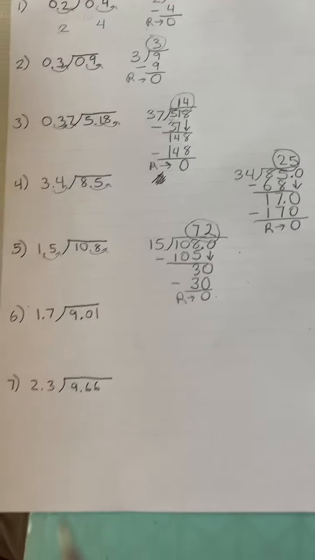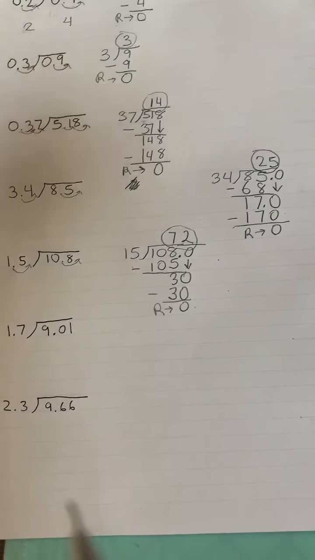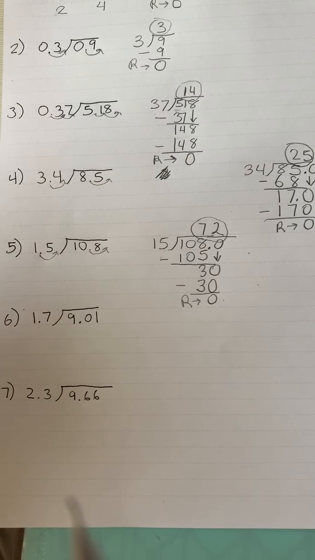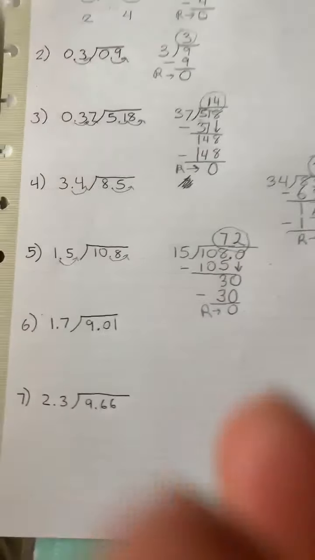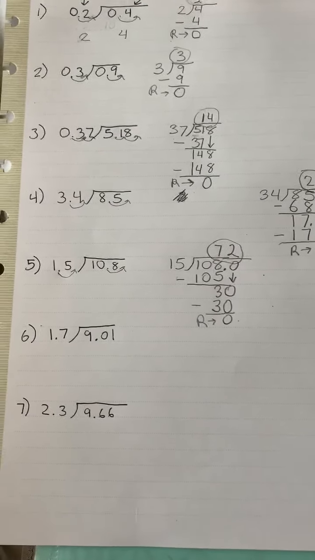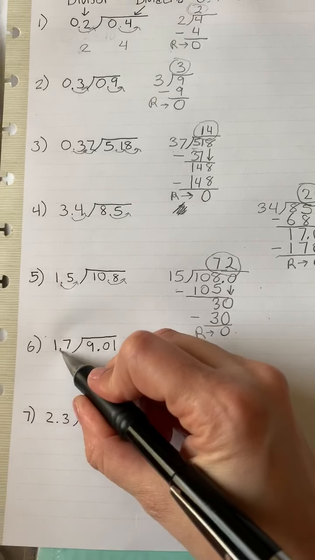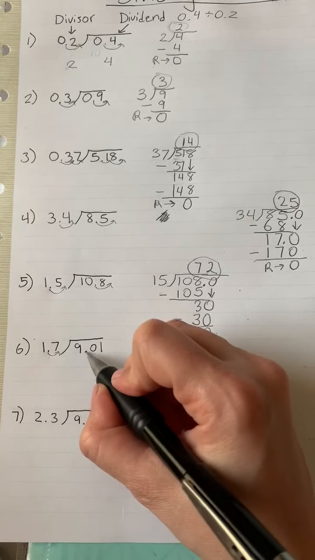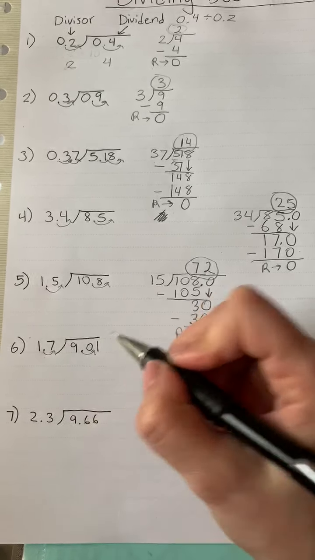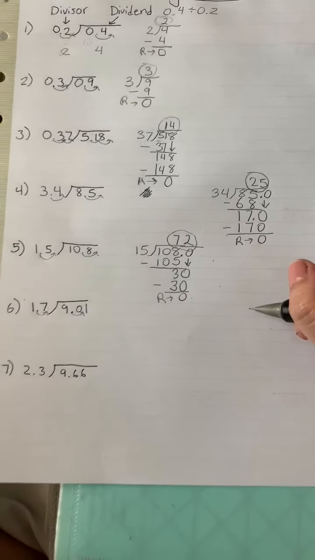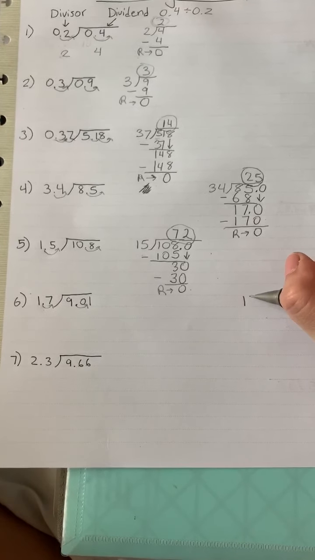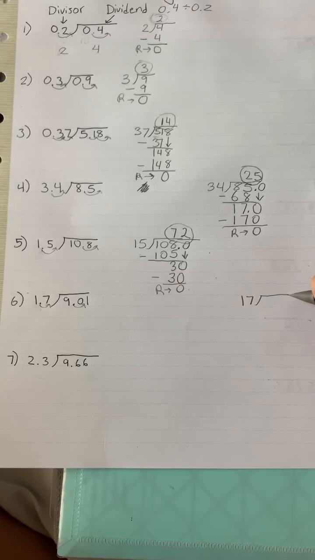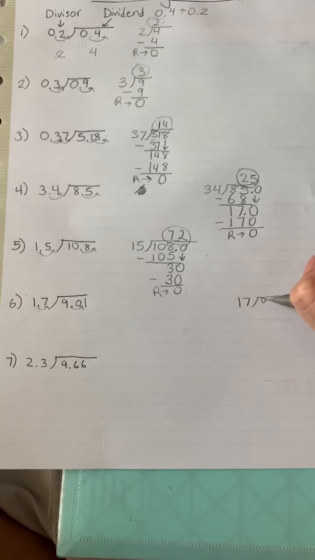All right, 2 more. We've got 1.7 going into 9.01. So this is where it gets a little tricky. We're going to move our decimal over 1. What we do to this side, we have to do to this side, so we're going to move this over 1 as well. So that gives us 17 going into 90.1.